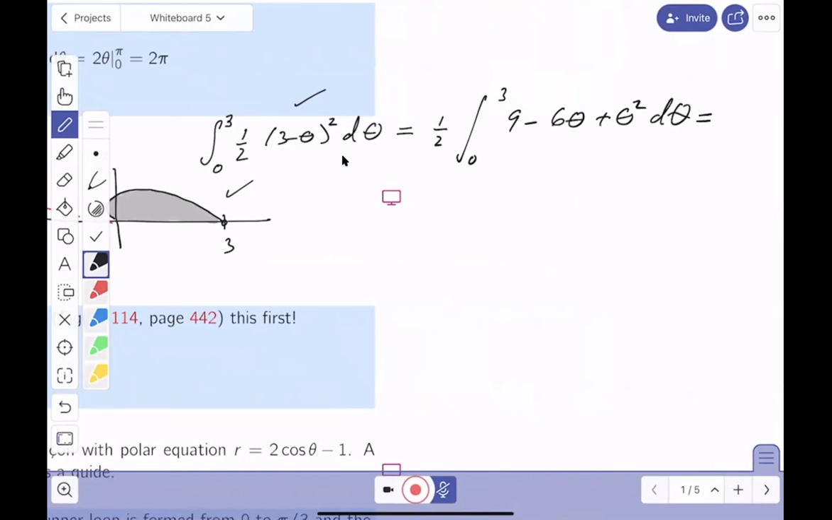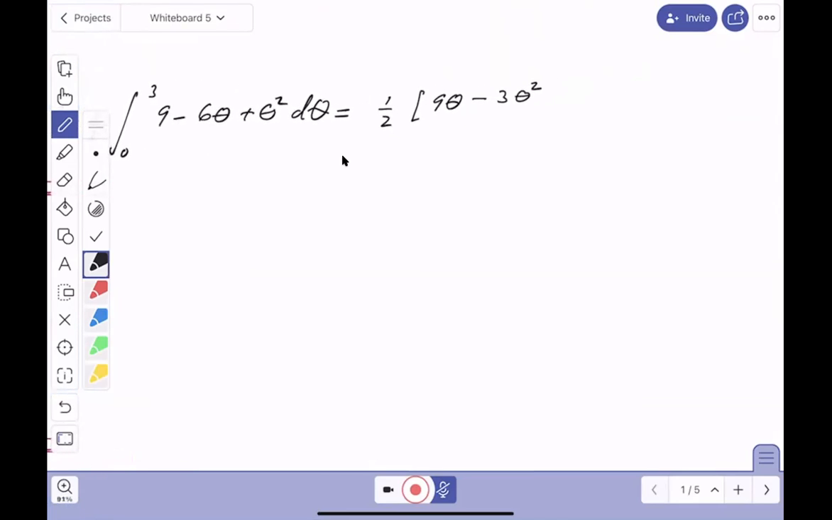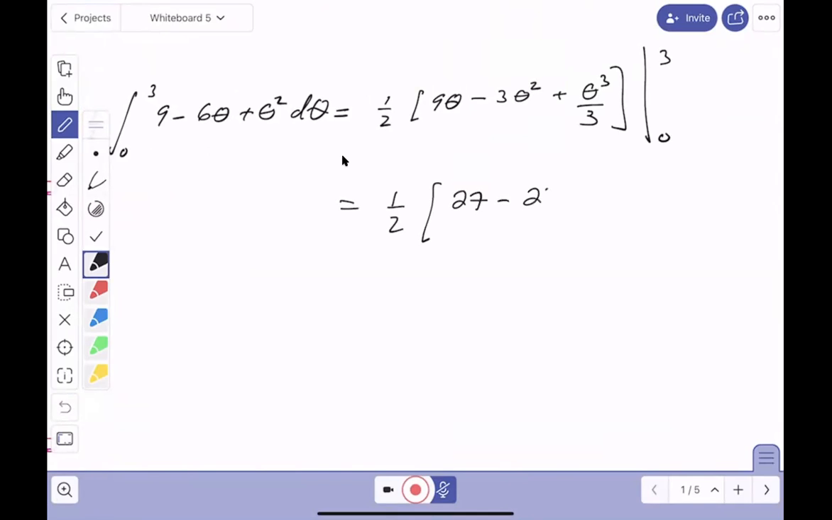Now I'm going to integrate if I can. It's pretty easy though. 1/2 times (9 theta minus 3 theta squared plus theta cubed over 3). The limits of integration go from 0 to 3. I've got to do that. That's 1/2. Well, let's see. That's 27, right? Minus 27, plus 27/3, which is 9.